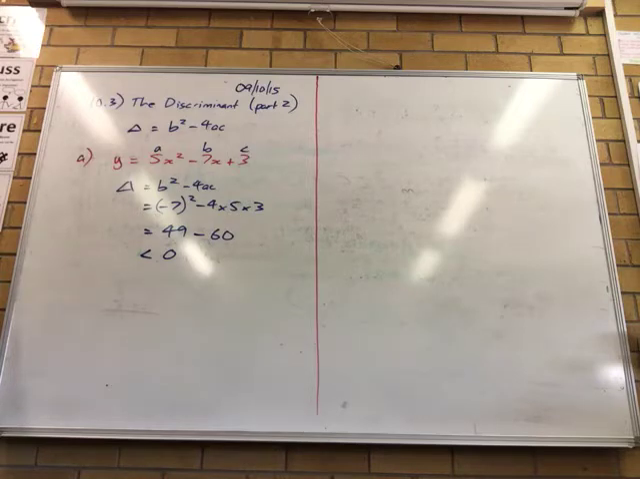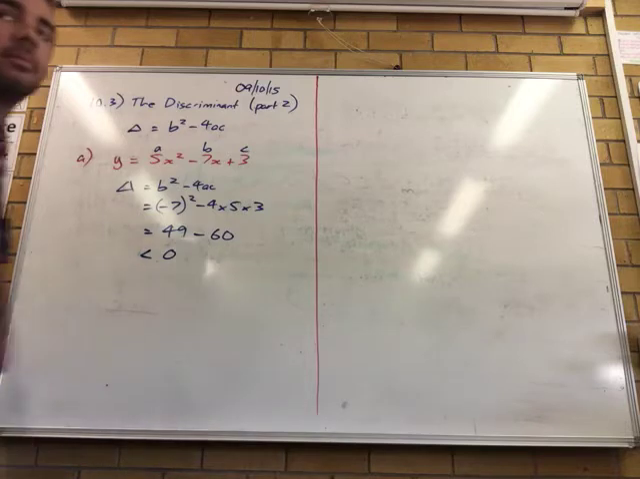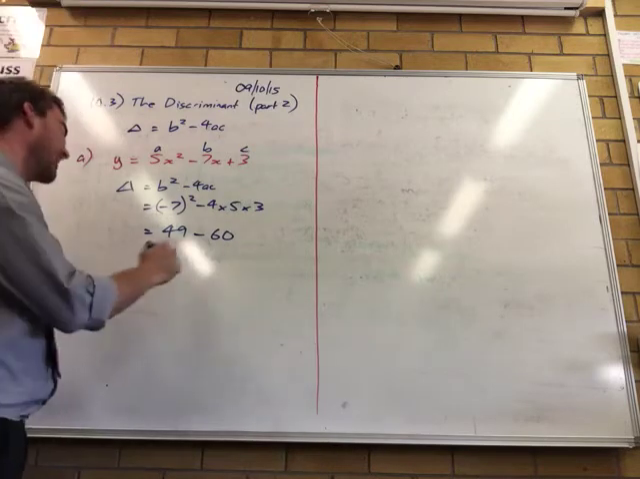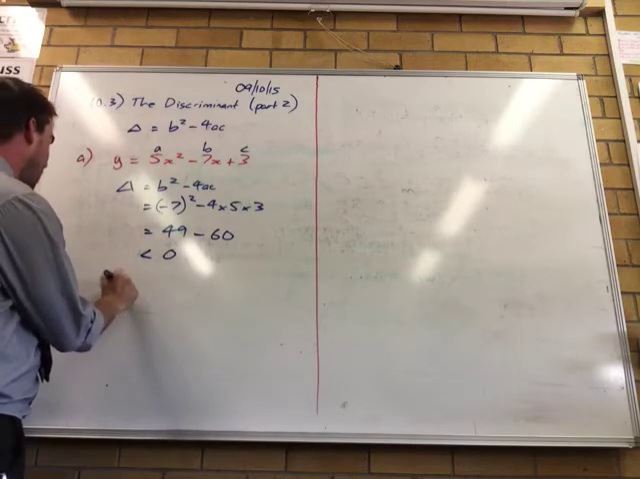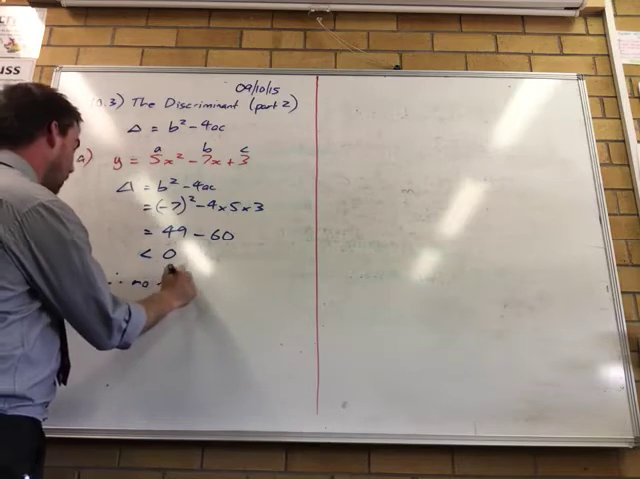So if the discriminant is less than 0, what can you say about the roots? No real roots. Or are there? Dun dun dun. So therefore no real roots.